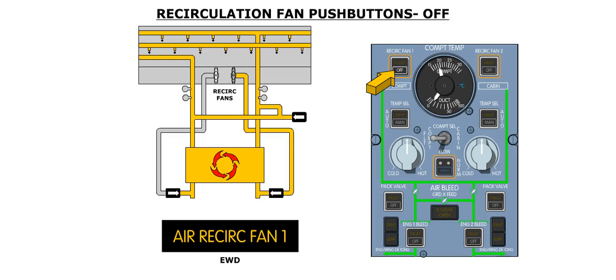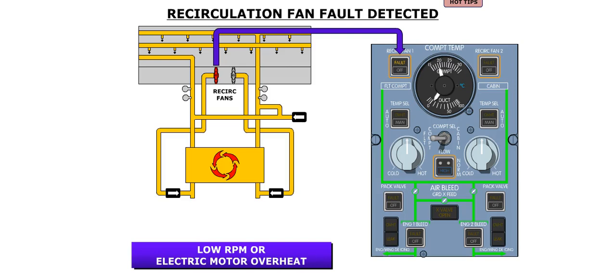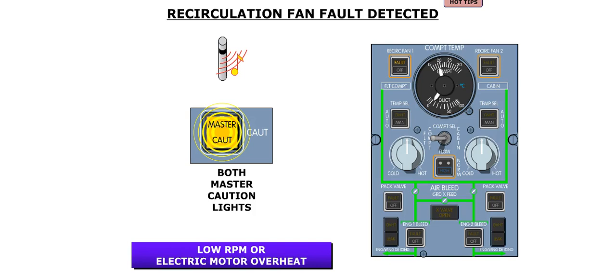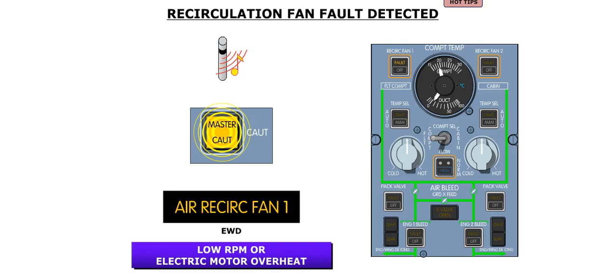In the event a recirculation fan overheats, or it has low RPM, the fault caption will illuminate in the push button. This will be accompanied by a single chime, both master caution lights will flash, and the amber air recirculation FAN message is displayed on the EWD. The message will identify the affected fan.